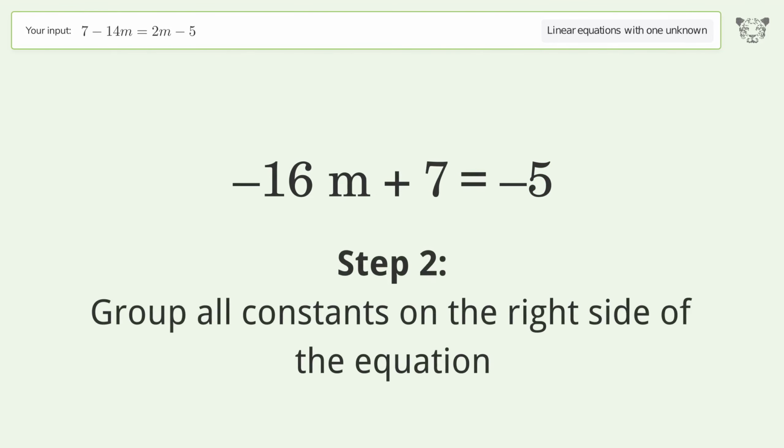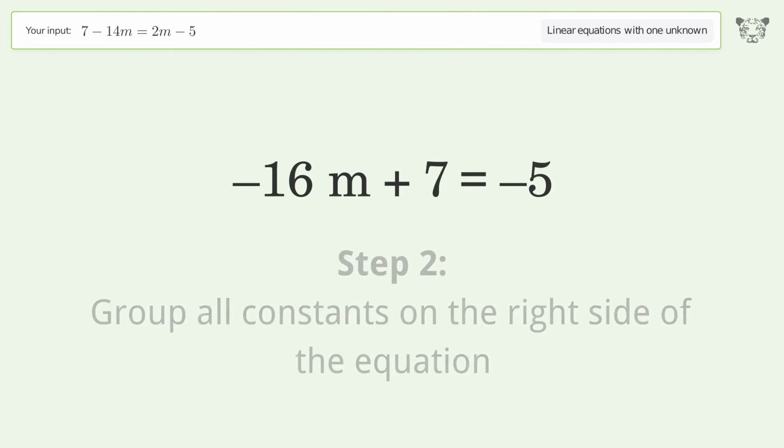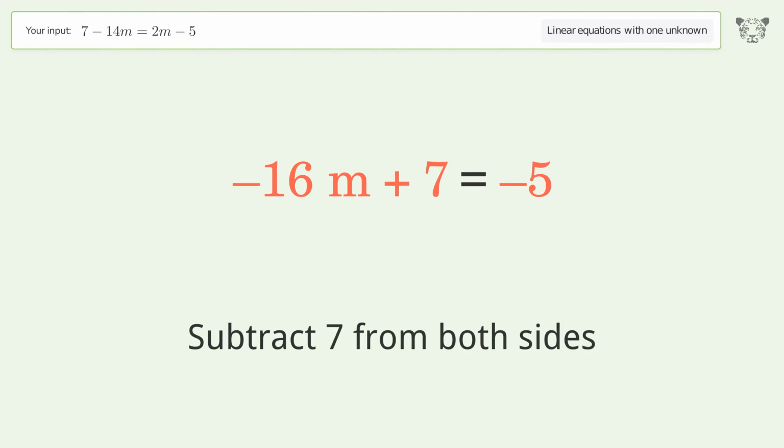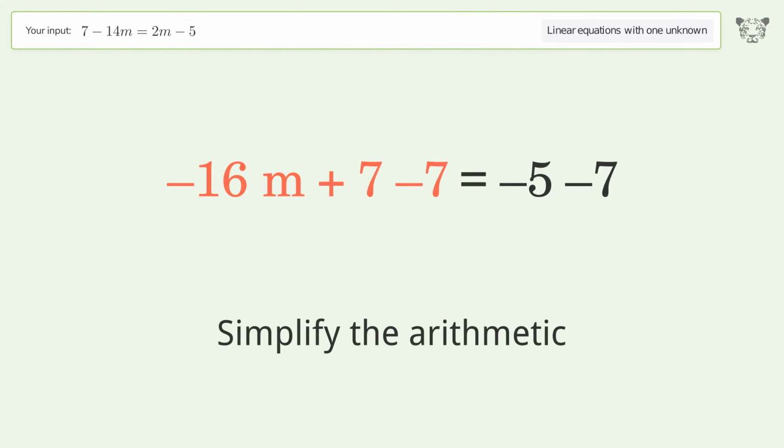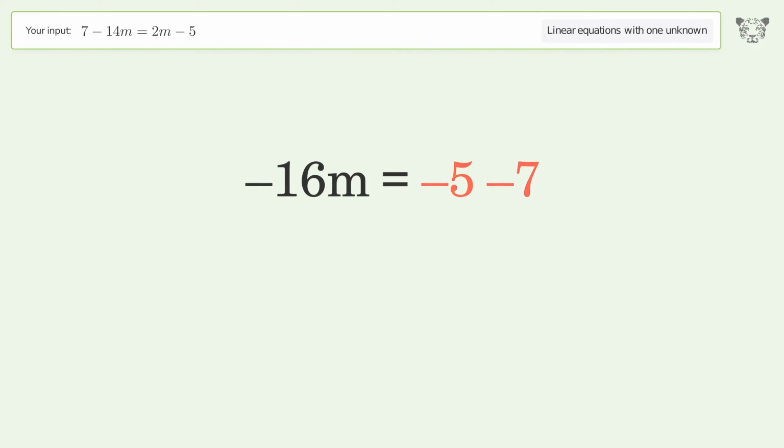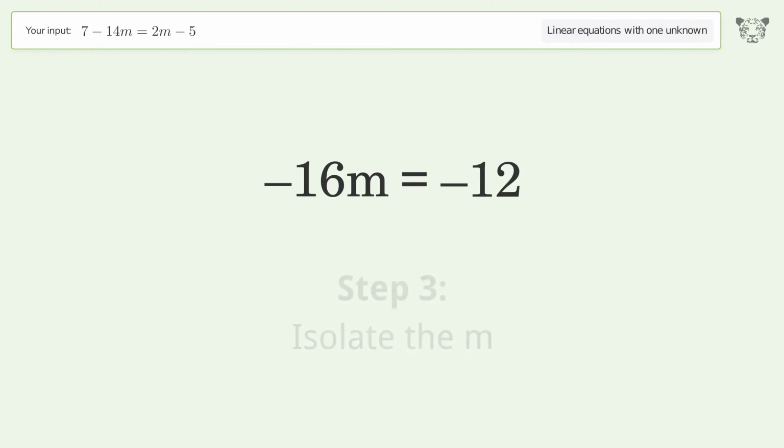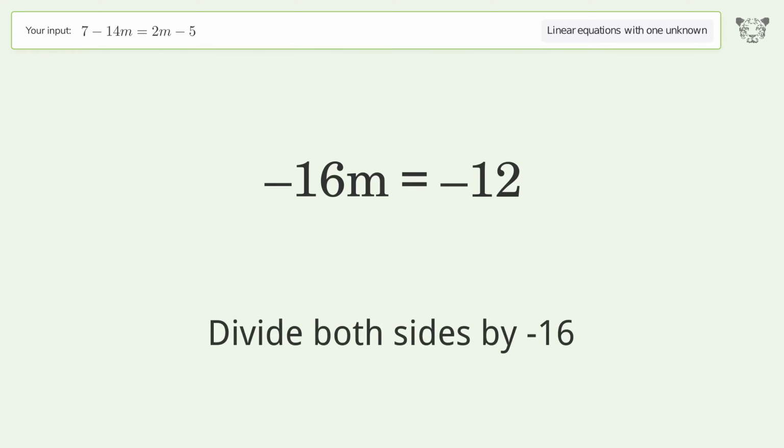Group all constants on the right side of the equation. Subtract 7 from both sides. Simplify the arithmetic. Isolate the m. Divide both sides by -16.